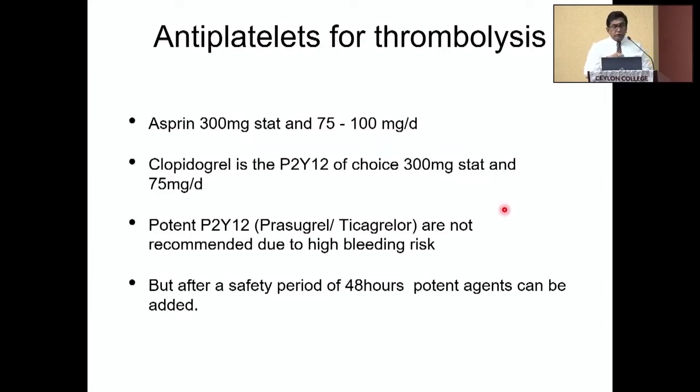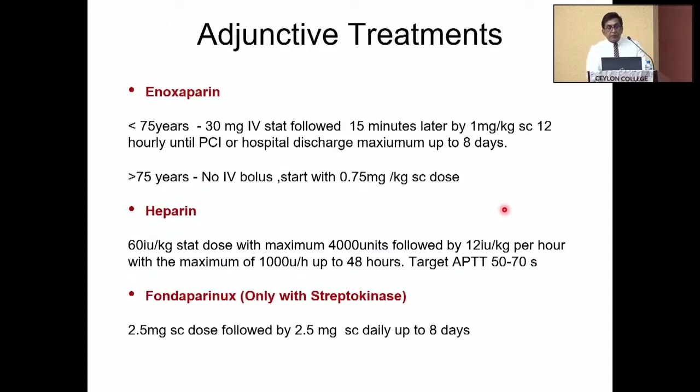For these patients, what antiplatelets should we give? Aspirin, obviously, you have to give. We cannot give ticagrelor or prasugrel because those are potent when they have high risk of bleeding. These patients should be given only clopidogrel. But after 48 hours, when the thrombolytic effect is gone, you can go back to the potent antiplatelets like prasugrel and ticagrelor.